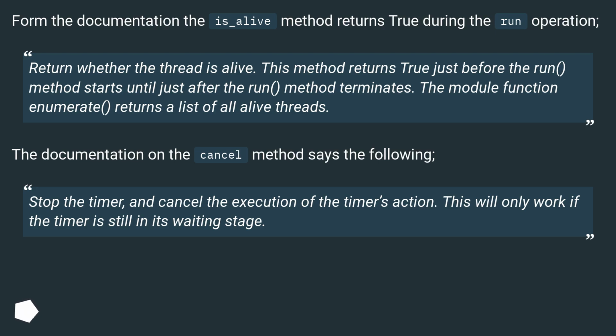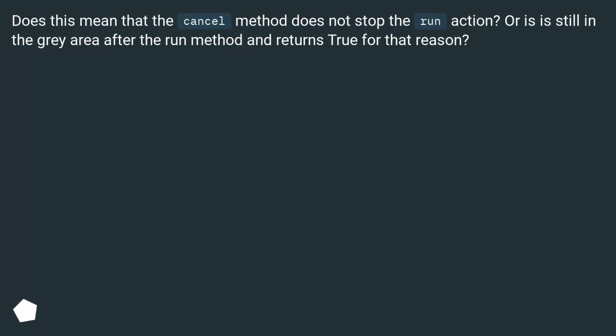The module function enumerate returns a list of all alive threads. The documentation on the cancel method says the following: stop the timer and cancel the execution of the timer's action. This will only work if the timer is still in its waiting stage. Does this mean that the cancel method does not stop the run action? Or is this still in the gray area after the run method and returns true for that reason?